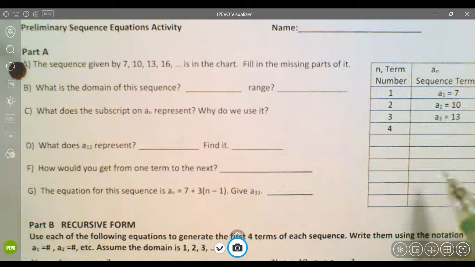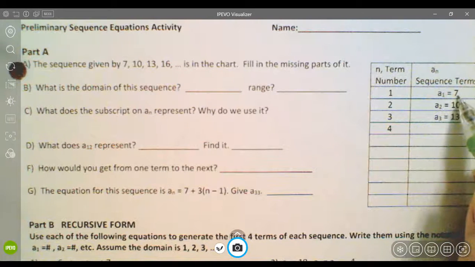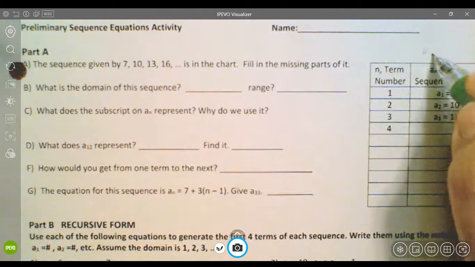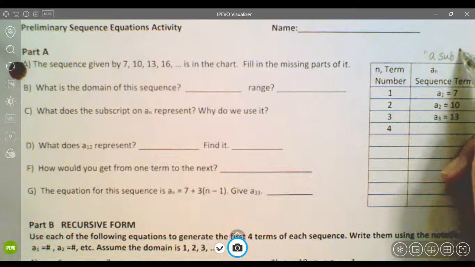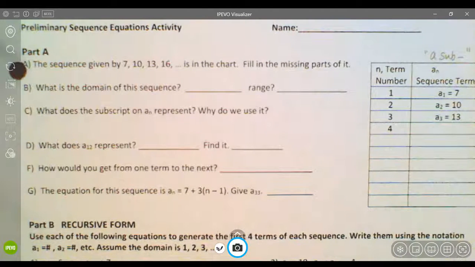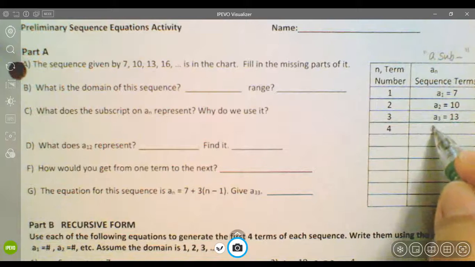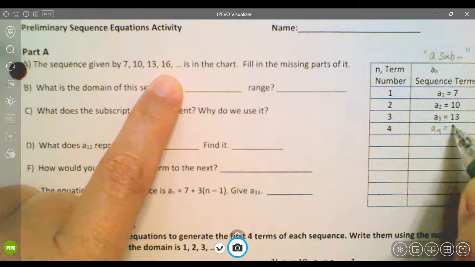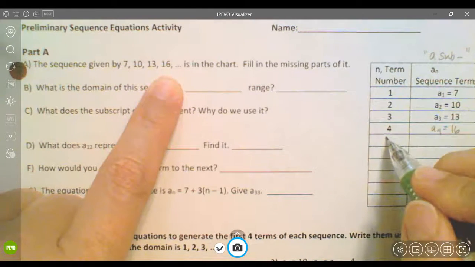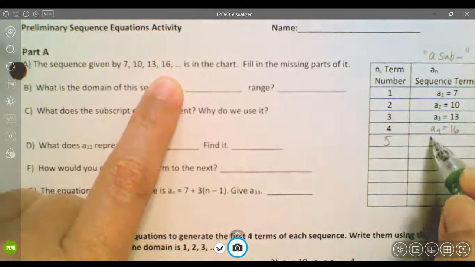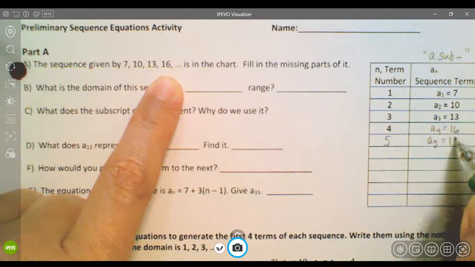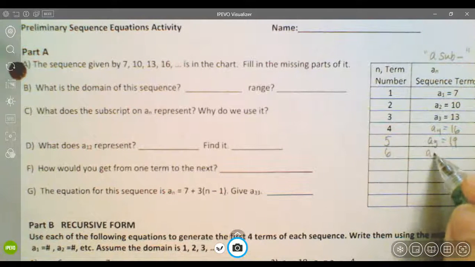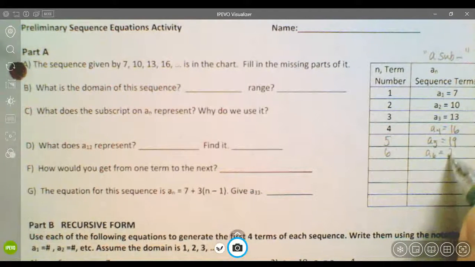If, let's see, a sub 1 equals 7, a sub 2 equals 10, a sub 3 equals 13. Notice I'm saying a sub whatever because it's a subscript, so keep that in mind. So a sub 4 is going to be 16. Now let's fill in the rest. Term 5 is called a sub 5, which is 19. Term 6 is a sub 6, which is 22.